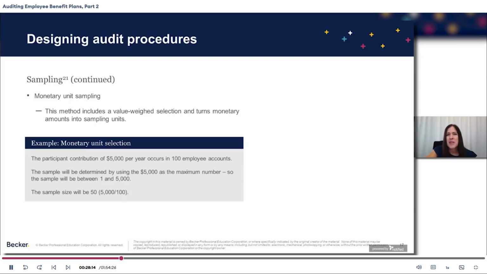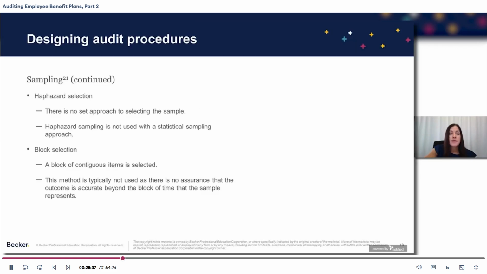Now, I don't typically see many people using monetary unit sampling in an EBP audit. I think that may be more useful for other types of financial statement engagements. But again, that'll depend on your professional judgment. It'll depend on the nature of the plan. It'll depend on many different factors. But it is another type of sampling that could be utilized.